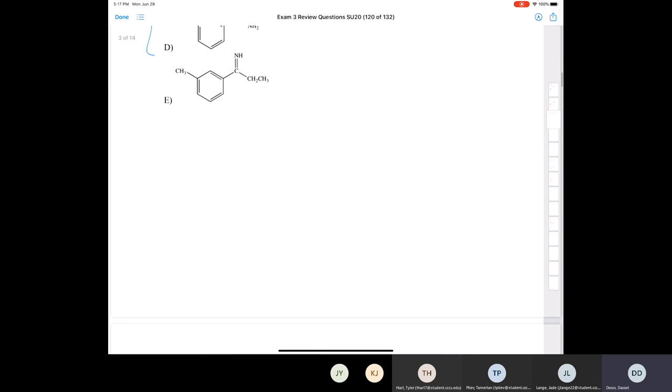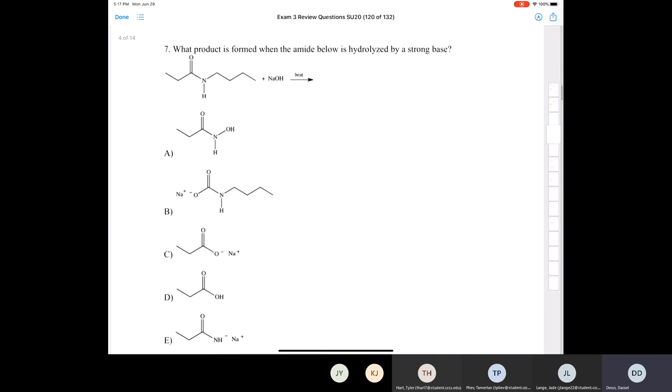Okay, well, with that in mind, let's keep moving to question number 7. It says, what is the product formed when the amide below is hydrolyzed by a strong base? So a strong base, in this case they're using sodium hydroxide, is a strong base. And I'm going to be breaking this bond right here in my amide.